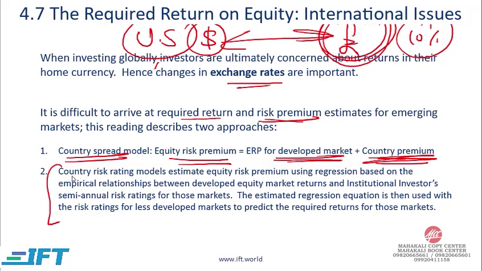The other approach is a little more complicated. Country risk rating models estimate equity risk premium using regression based on the empirical relationships between developed equity market returns and institutional investors' semi-annual risk rating for those markets. The estimated regression equation is then used with the risk rating for less developed markets to predict the required returns for those markets. So this is a regression-based approach.